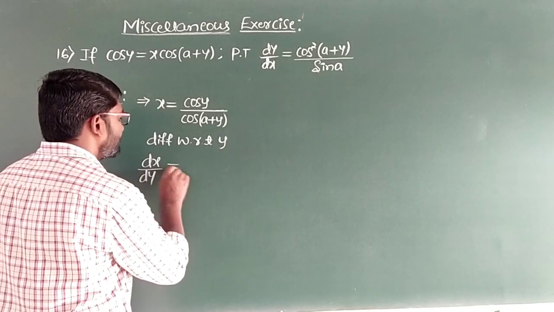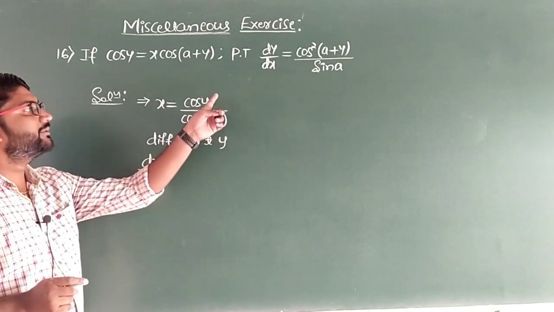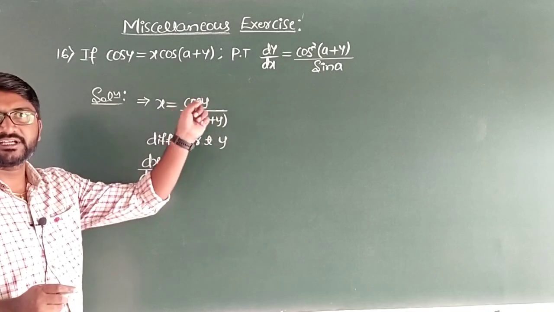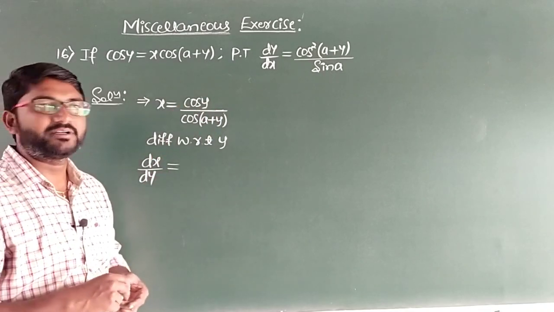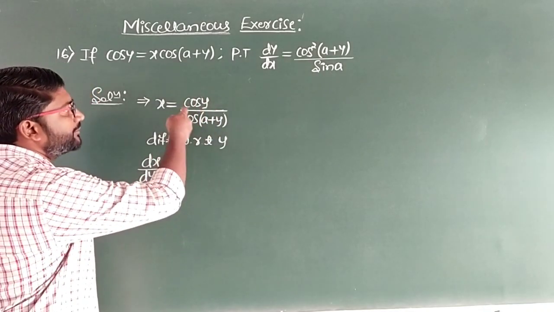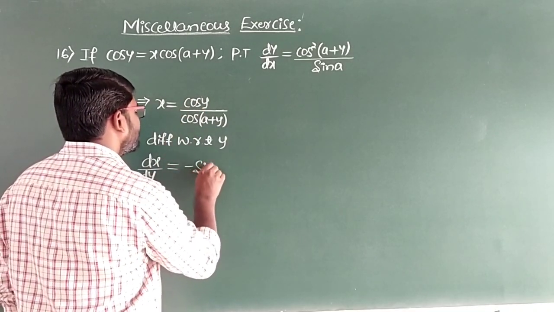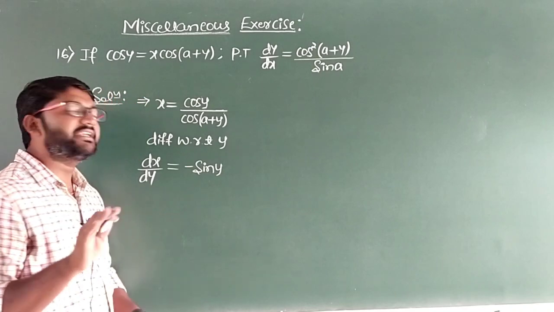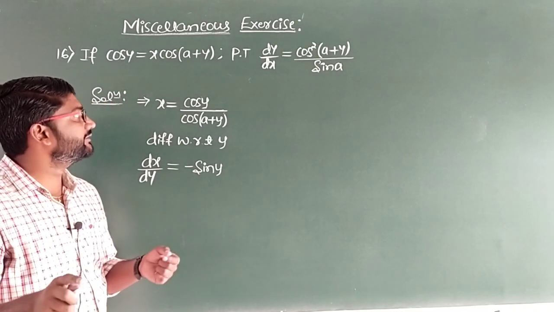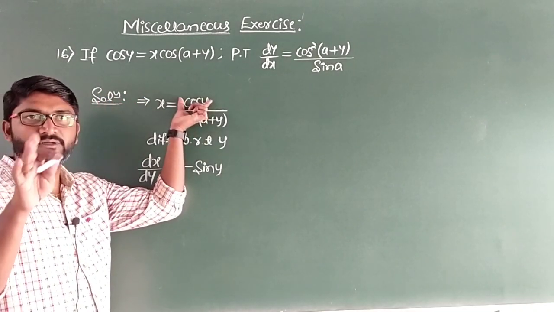Then this is equals to, now here we will have to make use of the quotient rule, u by v the whole dash, u dash v minus u v dash divided by v square. Derivative of the numerator, it will be minus sin y, that's all. Don't write dy by dx now because we are differentiating this with respect to y.